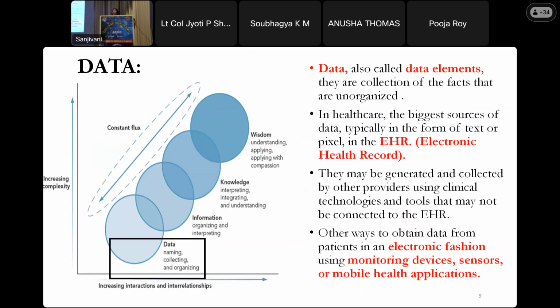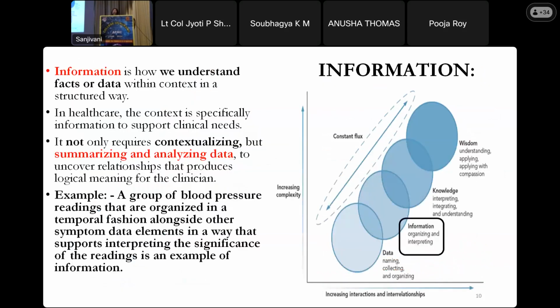Now, talking about the data, which is also called the data element, we get it through the electronic health record. There is sufficient data there. We can feed this data through the monitoring devices, the sensors, as well as the mobile health applications. Now, information is how we understand the fact or the data within the context in a structured way.